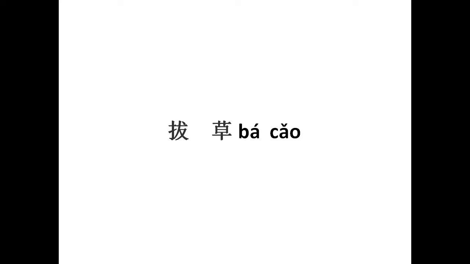Pa cao. Pa is to pluck. Cao is grass. So we can say this grass is too many, I cannot pluck it. This would become pa putong. Moving on to the fourth exercise.